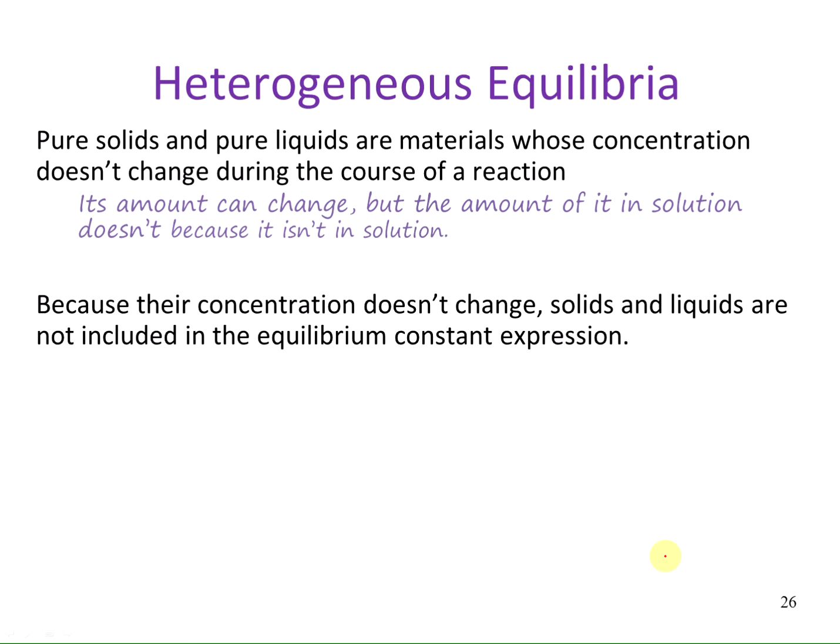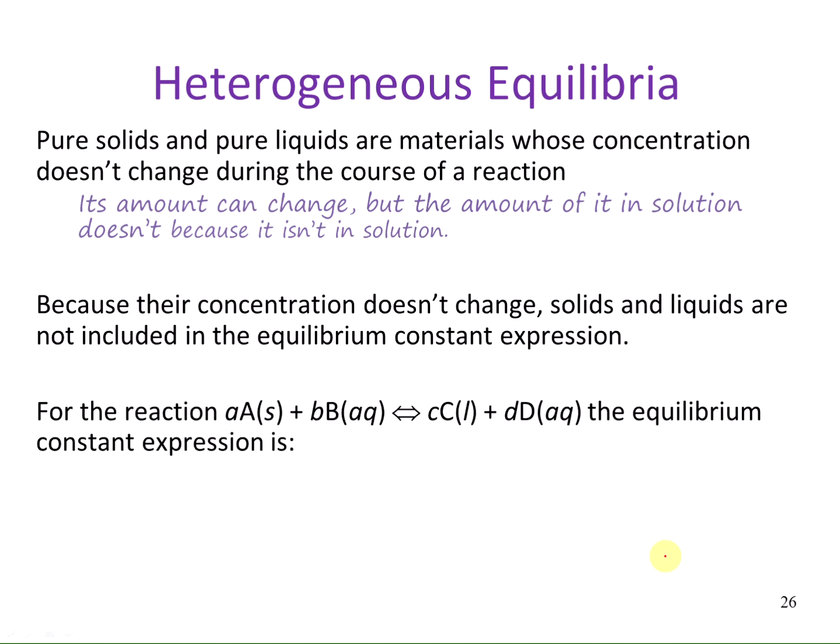So let me restate that again. Because their concentration doesn't change, solids and liquids are not included in the equilibrium constant expression. For example, for the reaction A plus B goes to C plus D, notice we've got the states here. This L means liquid, and if it's in the liquid form, it's got to be pure. And if you've got the S here, this means it's in the solid form. If it's in solid form, it also has to be pure.